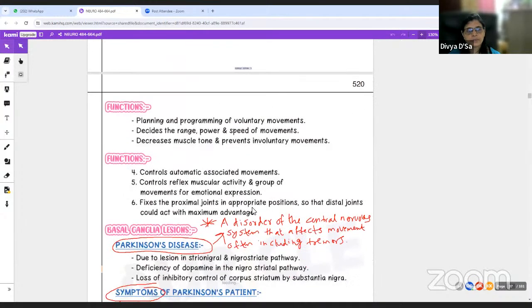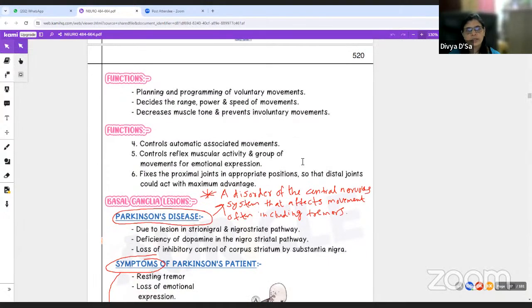Okay, so we go to the functions. The functions of the basal ganglia include planning and programming of voluntary movements. Besides the range, power, and speed of movements, it decreases the muscle tone and prevents any involuntary movements. It controls automated associated movements, controls reflex muscular activity and groups of movements for emotional expression, and fixes the proximal joints in appropriate position so that the distal joints can act with maximum advantage.